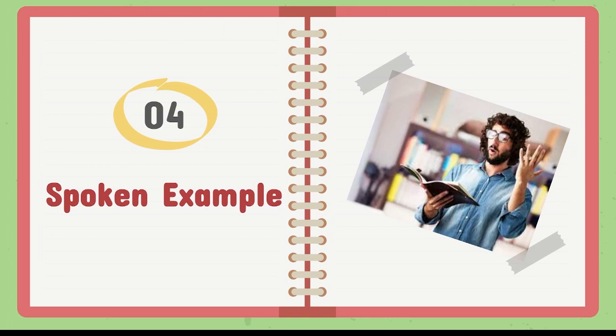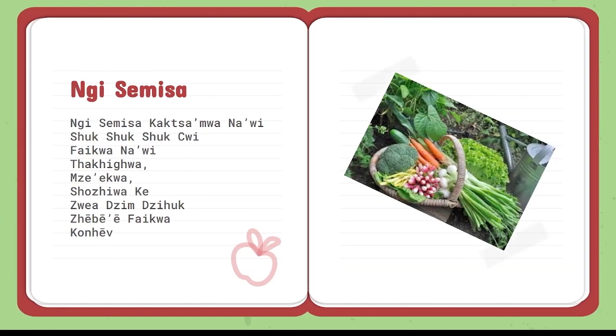Now, I will read my spoken example. It's just like a little poem that I wrote in Nhchango to show you a short snippet of what the language would sound like. So here it goes. The poem is called Nise Misa, meaning in the garden. And I'm going to start.